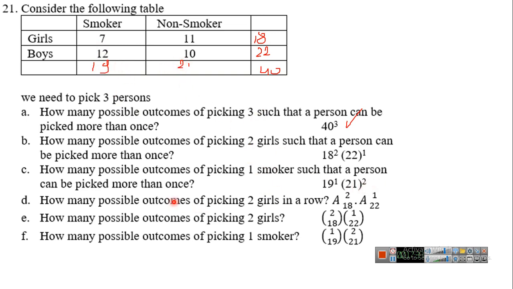How many possible outcomes of picking 2 girls in a row? Okay, I need 2 girls in a row, then 1 boy. 2 girls, how many girls I have? 18. So arrangement. 2 out of 18 and 1 out of 22.